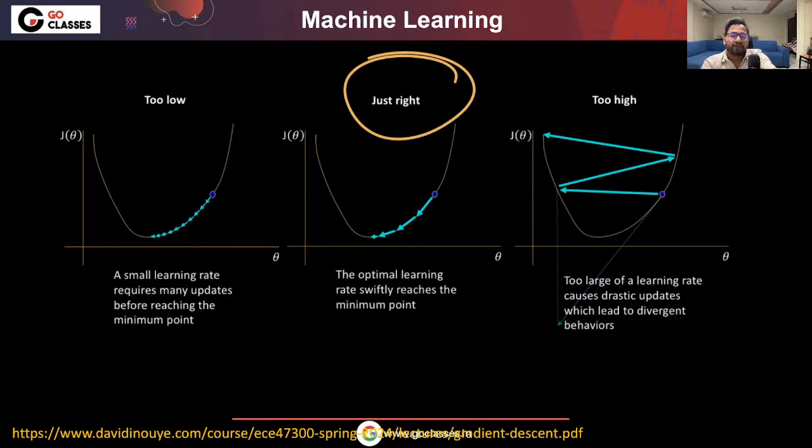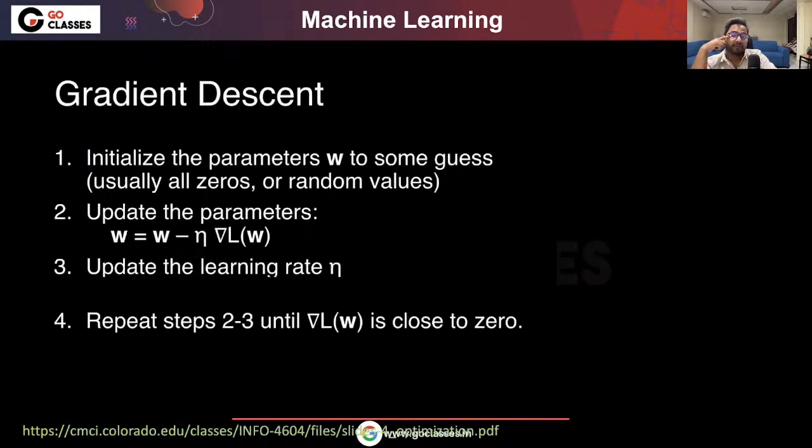Let me know if that is fine to everyone. I hope you understood this, right? So basically, the value of alpha is actually important. Some people call it alpha, some people call it eta or like that, right? So this is the update formula.